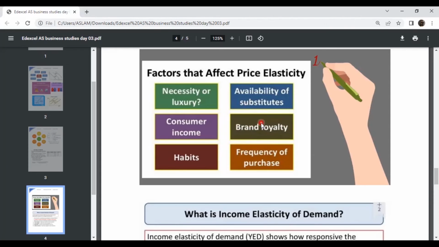Most of the time, if you are buying a small product like a matchbox, do you consider the brand when you are buying a matchbox? Not at all. We never see the brand of the product when you are buying a matchbox or something. Then the brand loyalty is very low.